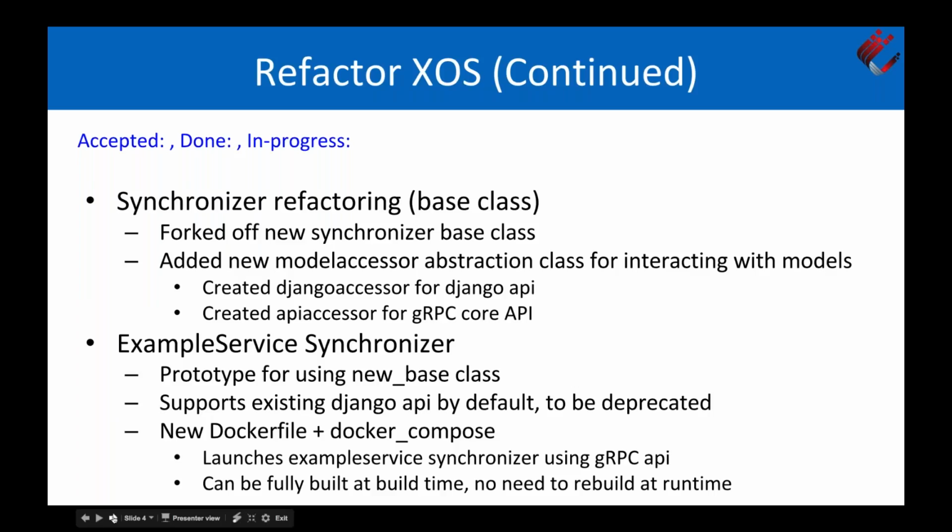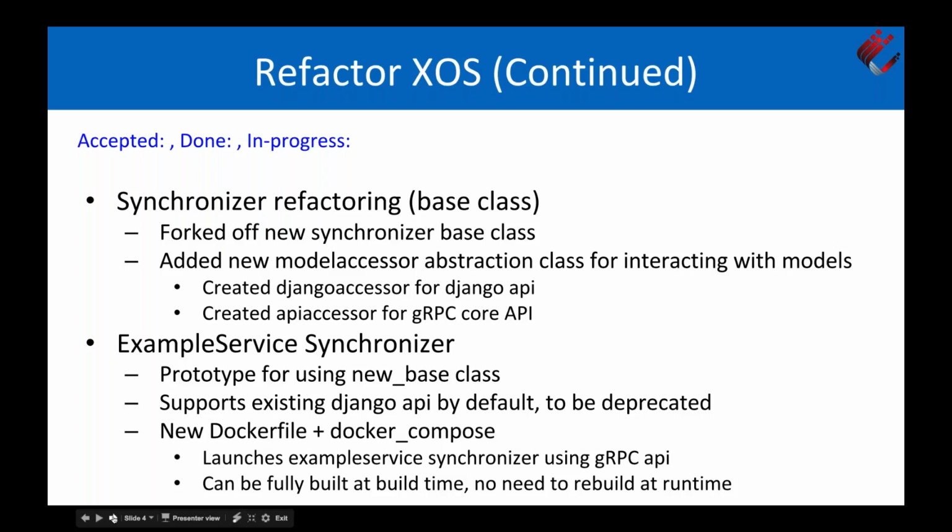And continuing, started working on refactoring the synchronizers to use the new API. So we've forked off a new synchronizer base class. It's called new_base. It exists in parallel with the old base class until we have fully converted all of the synchronizers over. Then we can deprecate the old one.